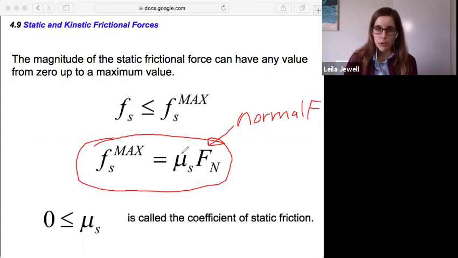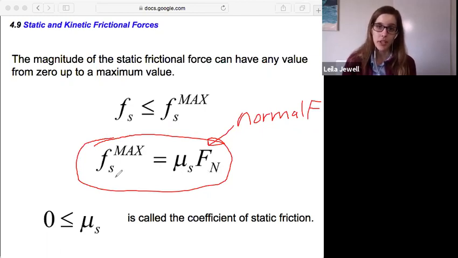What is this mu sub s? Well, mu is a Greek letter, and it has the subscript s, so it's known as the coefficient of static friction. It will always be greater than or equal to 0. If there's absolutely no friction, then the coefficient of static friction is 0. In most cases, there's a minuscule amount of it, or perhaps a very large amount of it, so it can get significantly larger than 0. But this shows how we can calculate the maximum value of the static friction. It can go up to the coefficient of static friction times the normal force.